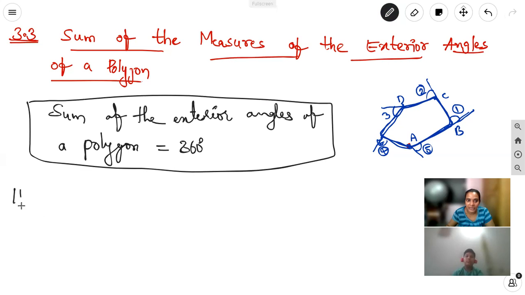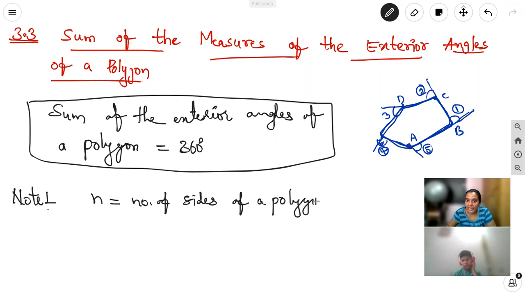But in this, we can remember one note point. If the exterior angles, how many are there, that doesn't matter about the sides. If we want to find the number of sides, n equal to the number of sides of a polygon, when we know one exterior angle in a regular polygon.